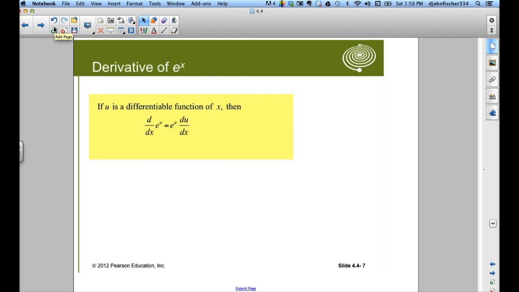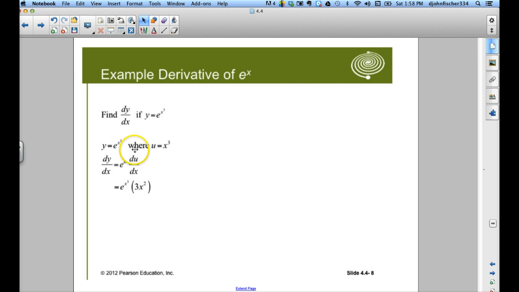If u is a differentiable function of x, then the derivative of e to the u is e to the u times du/dx. So the derivative of e to the x is e to the x. That doesn't change anything. So as we look through here, let's look at a problem.